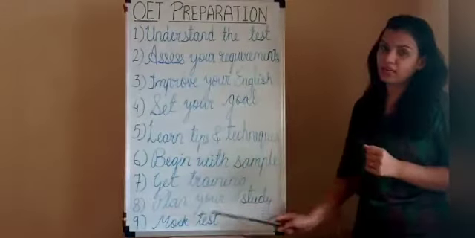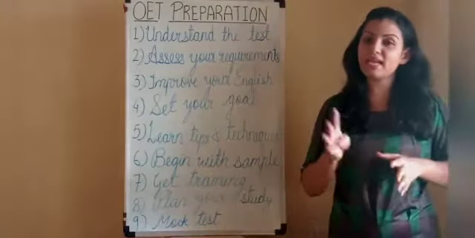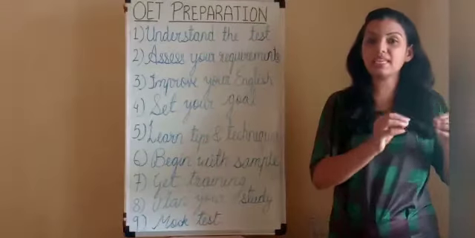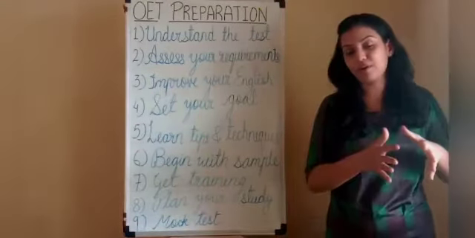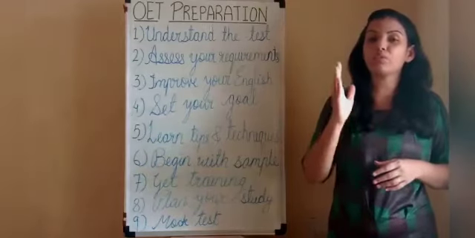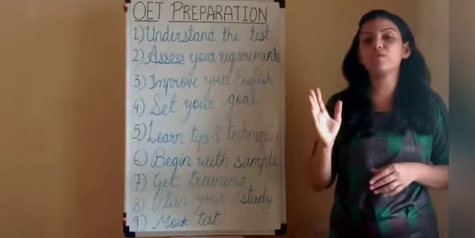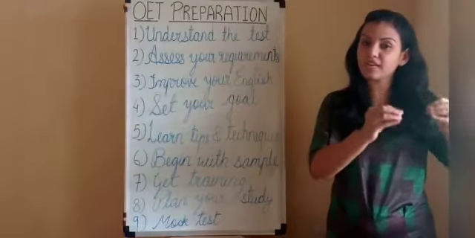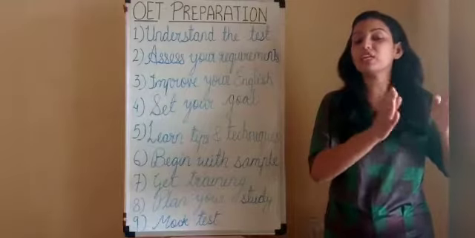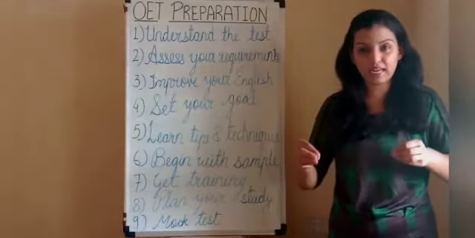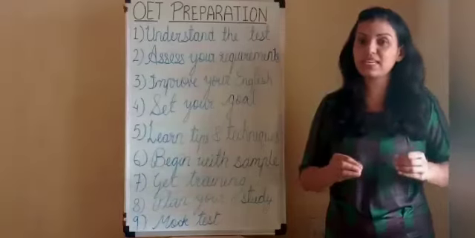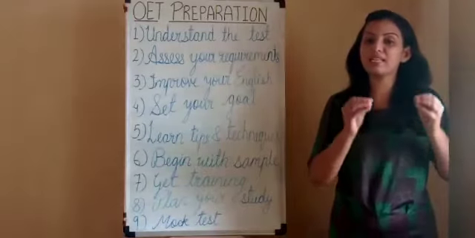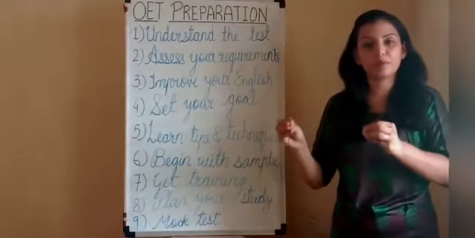Then learn tips and techniques. You know that OET has 4 subtests, and especially listening and reading are further divided into 3 parts, right? In writing, you are going to write 1 formal letter, and in speaking, you are going to have 1 warm-up session and 2 role-play cards. To attempt each part, there are specialized tips and techniques to attempt your test properly to get the desired score. So you should be aware of the tips and techniques of each part of the OET subtests.